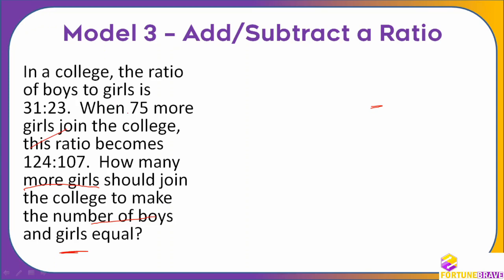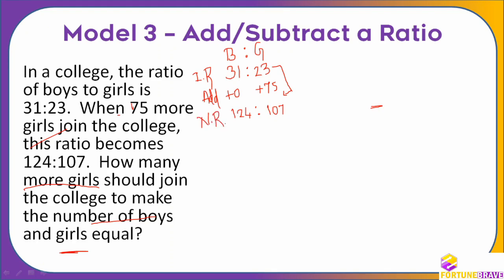Now same logic we are going directly. I am not going to solve the traditional method. The boys to girls ratio is 31 is to 23. What is being added? Only girls are being added, plus 75. This is a ratio, not the actual values. Here nothing is being added to boys, but again it will change, 124 and 107. So this is your initial ratio, this is what you add, and this is your new ratio.